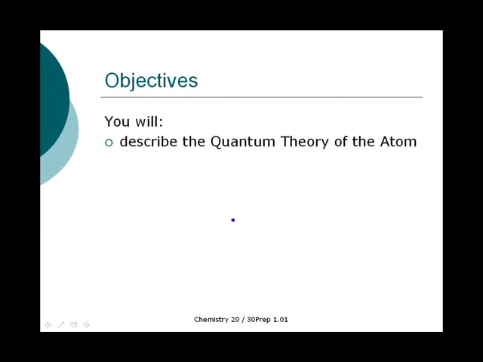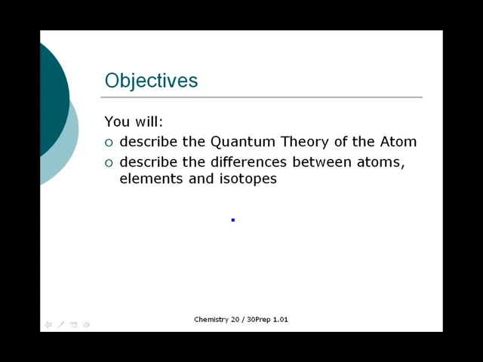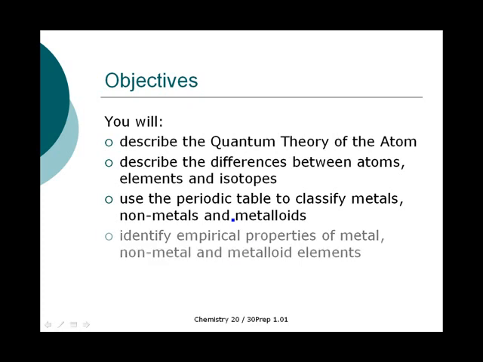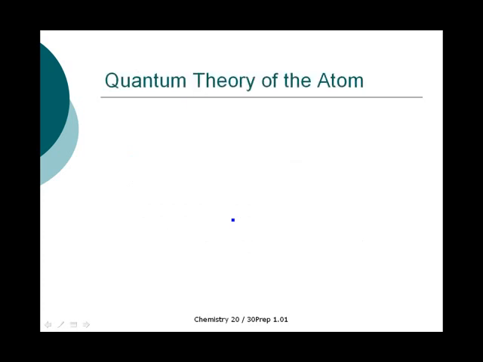The objectives of this lecture: by the end of this lecture you will be able to describe the quantum theory of the atom, describe the differences between atoms, elements, and isotopes, use the periodic table to classify metals, nonmetals, and metalloids, and you will also be able to identify empirical properties of metals, nonmetals, and metalloid elements.